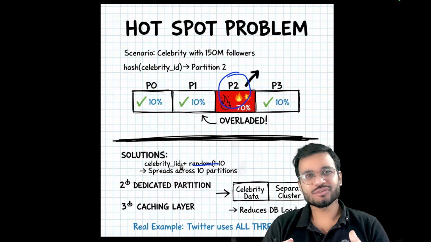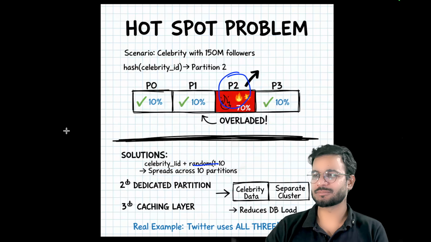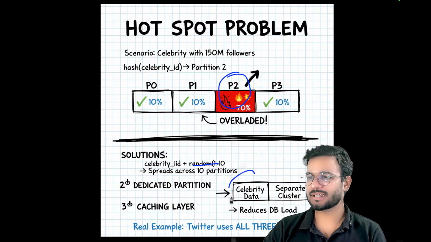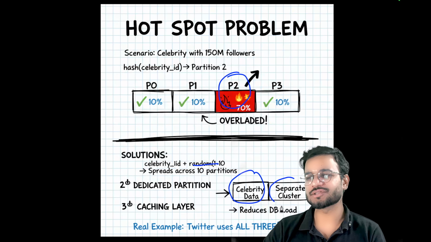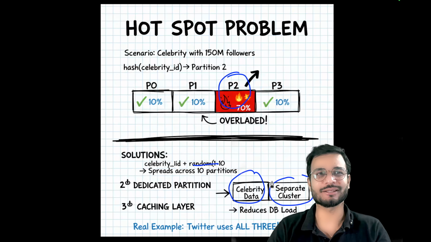There is one more solution which we can have. If we know a person is a celebrity and has a lot of following, in that case, we can have a dedicated partition for that particular user. People who have millions and billions of followers can have a dedicated partition. So it will be like celebrity data, and we can have a separate cluster for them. That way it reduces the load on the partitions where there are normal users like you and me.